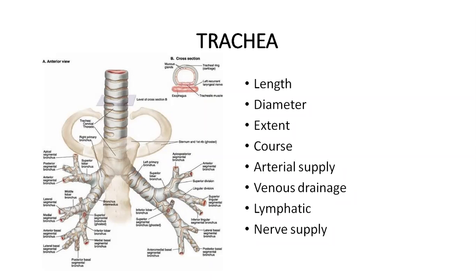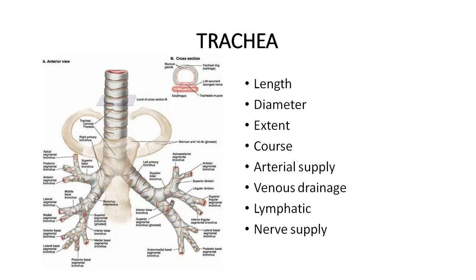Okay, so the trachea is formed by C-shaped cartilages, around 16 to 20 in number. It starts from the lower end of the larynx and ends at the lower border of T6, where it bifurcates into right and left principal bronchi. The trachea lies in the median plane, and at the lower end it slightly deviates to the right side. The length of the trachea is 10 to 15 centimeters.